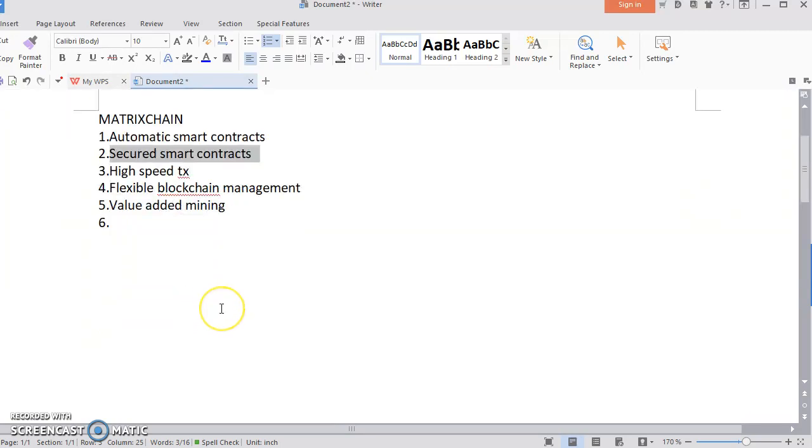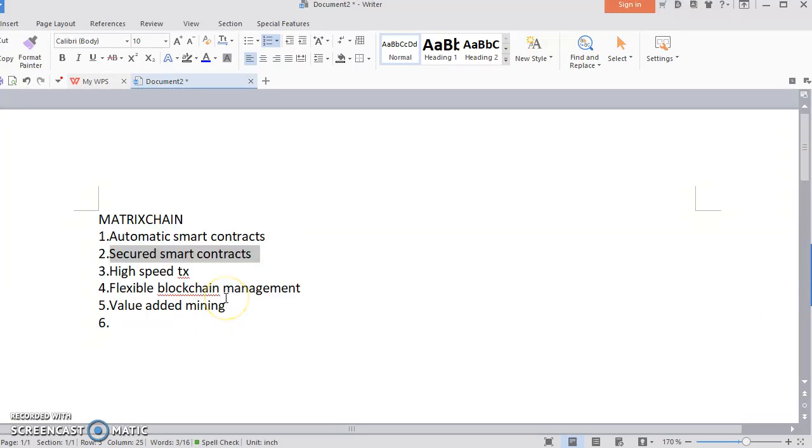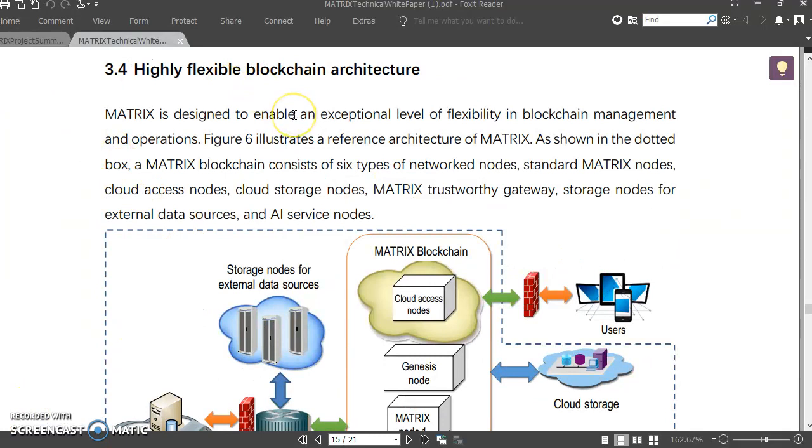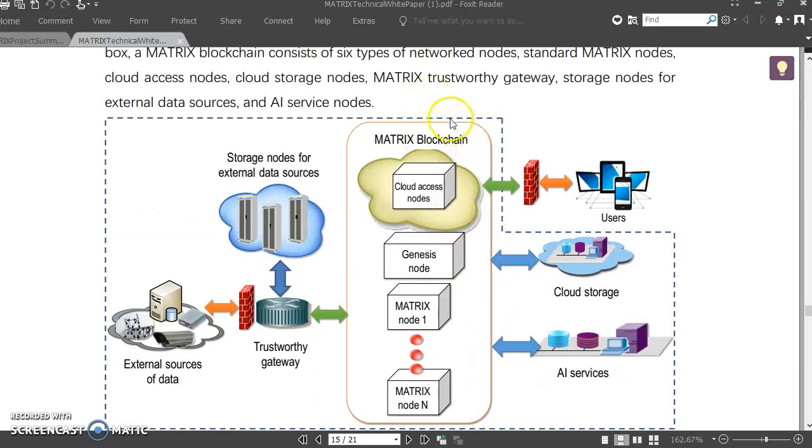And then moving on, you have highly flexible blockchain transactions. How would they do that? They will do that using things like standard matrix nodes. So we talk about the different types of nodes that exist in the system. Like when we talk about Zilliqa and sharding, this system has different nodes that compose the system. The first one has to do with the standard matrix nodes. These are nodes that help with the running of the matrix virtual machine.